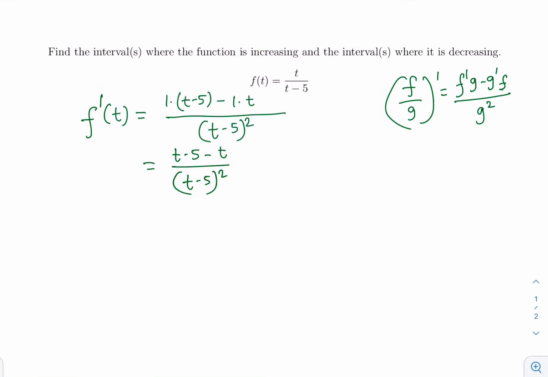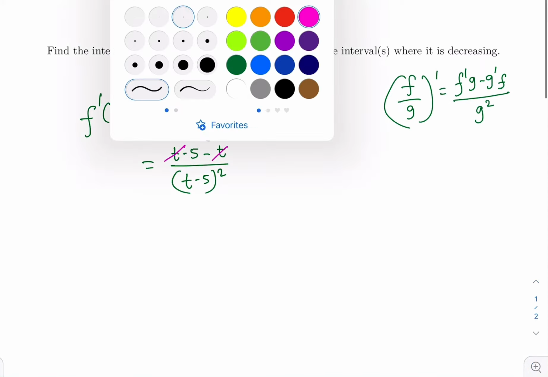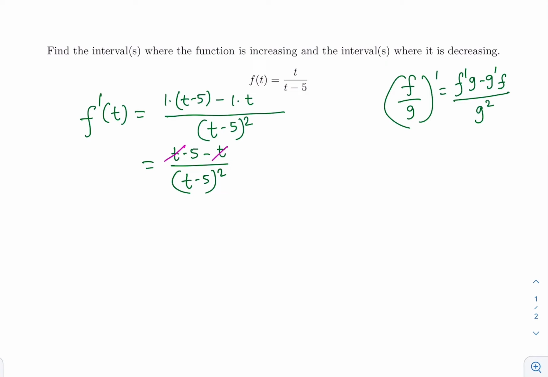On the top, t minus 5 minus t, the t and t cancel. So we have negative 5 over t minus 5 quantity squared. That's the derivative of the function.